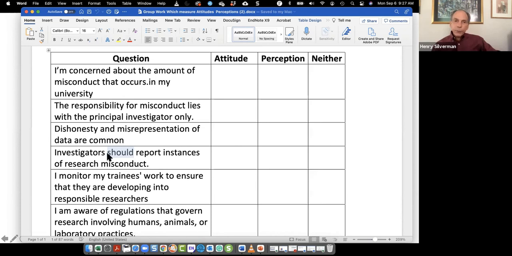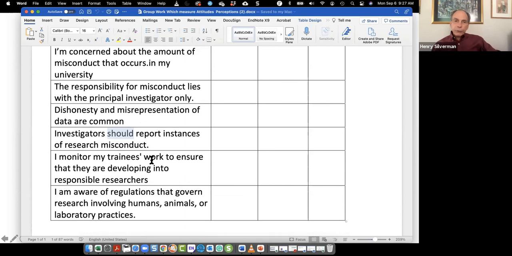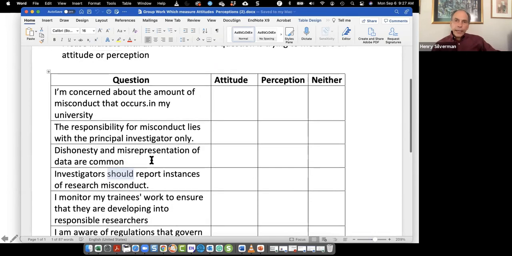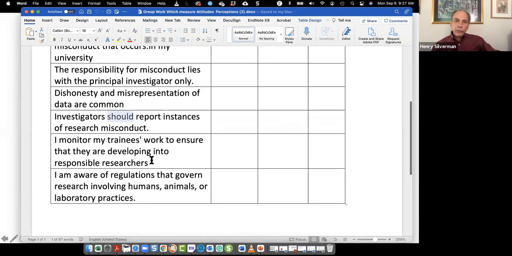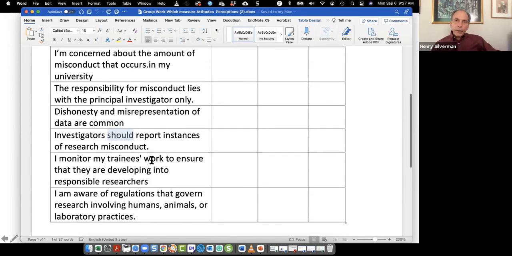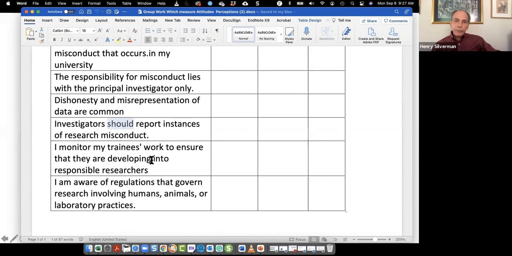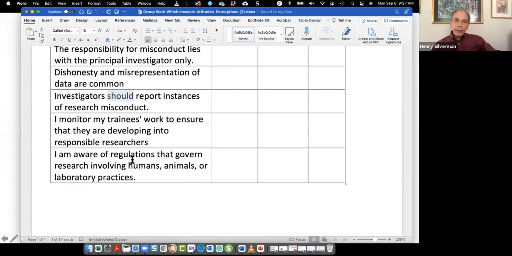It's common. This one here, should report instances of research misconduct. This is my attitude. I monitor my trainees' work to ensure that they are developing into responsible researchers. Attitude, perception, or neither? If you're having a hard time trying to determine whether it's an attitude or perception, it's probably neither. I am aware of regulations that govern research involving human animals or laboratory practices.